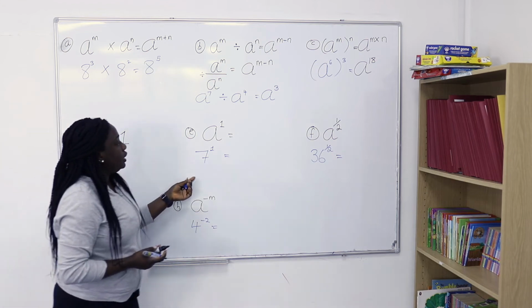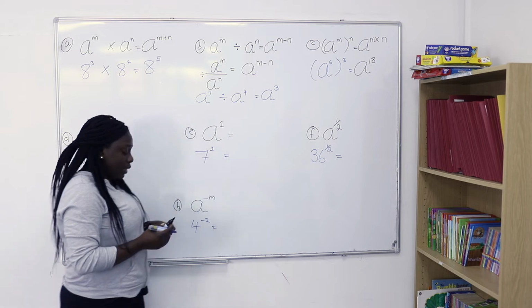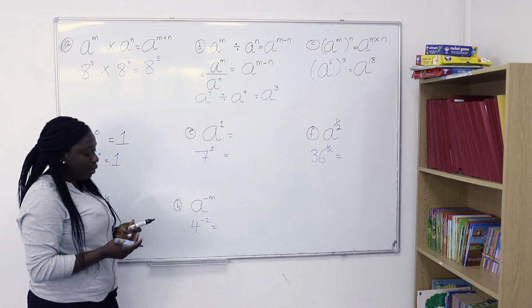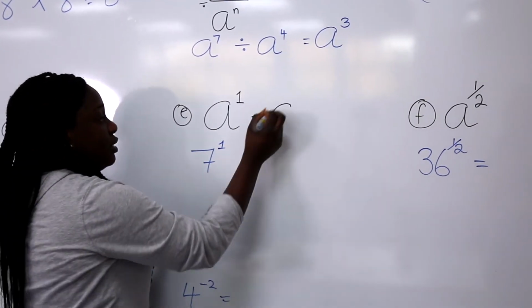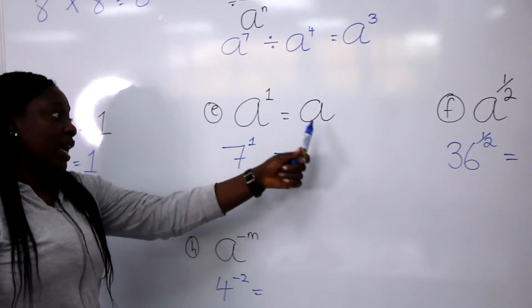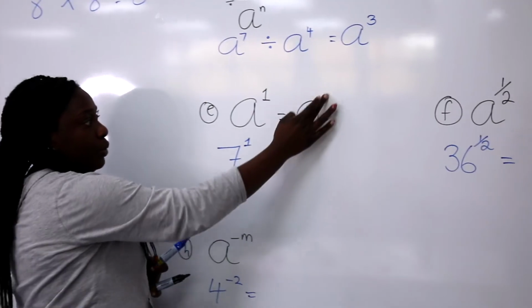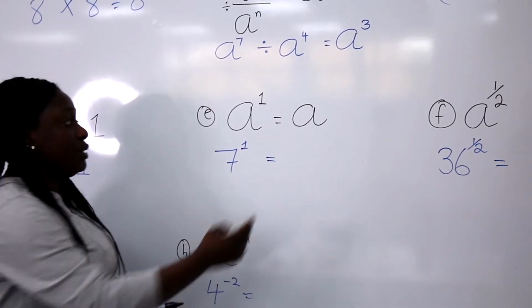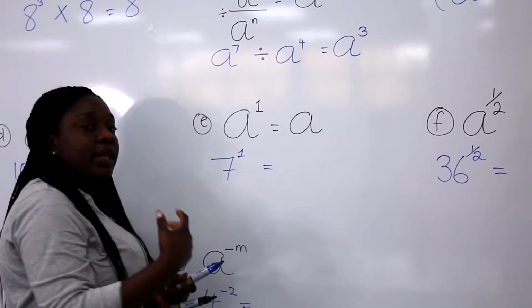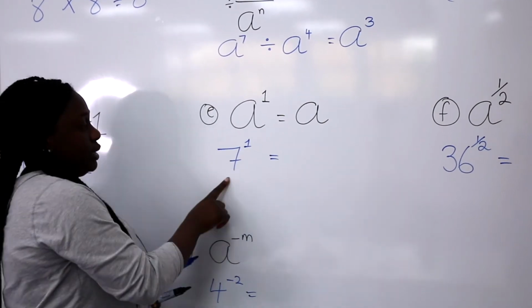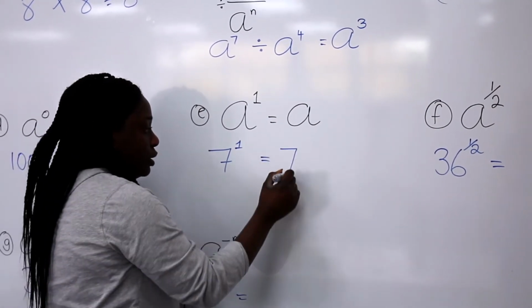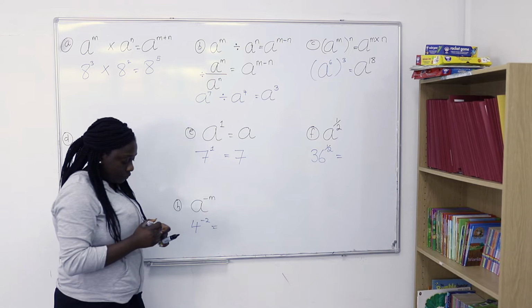Next rule, a to the power of 1. When we have a number to the power of 1, it actually just stays the same. It's just a. So a is the same as a to the power of 1. So some questions, they might not put the power on it, just know there's a power 1 actually there that no one has bothered to put. So 7 to the power of 1 is just a 7. Okay.